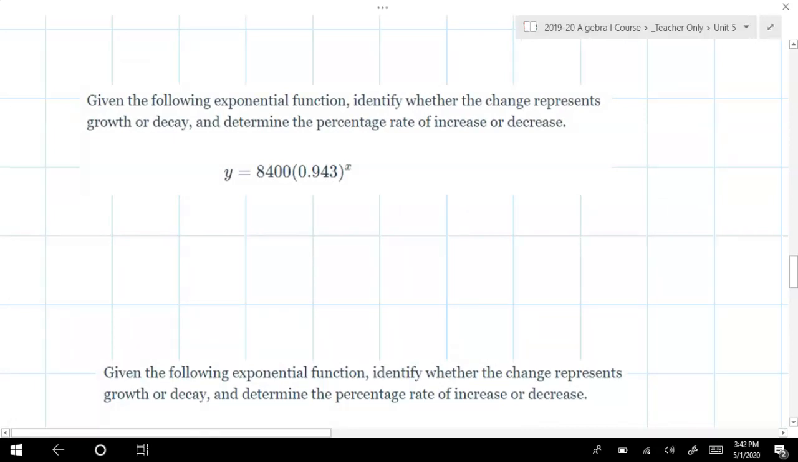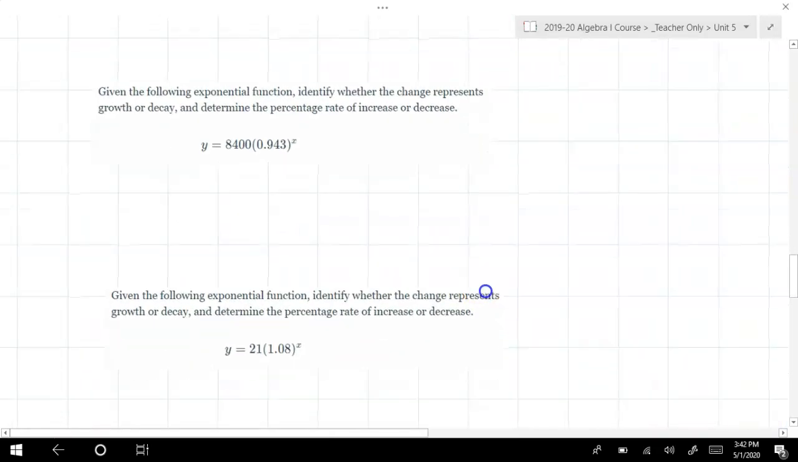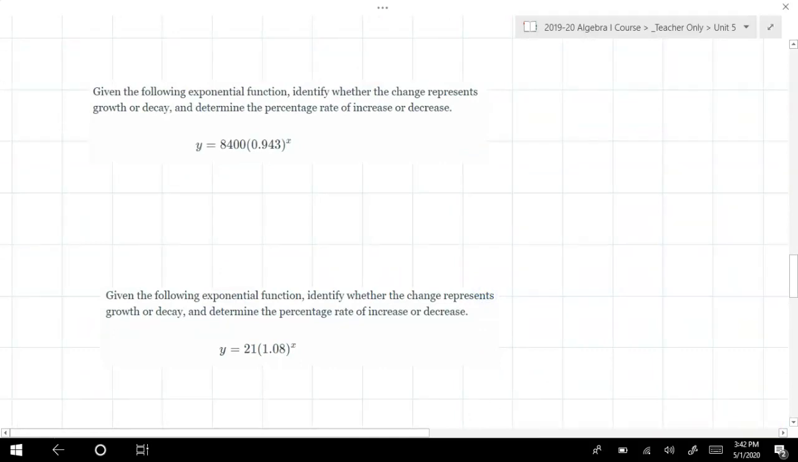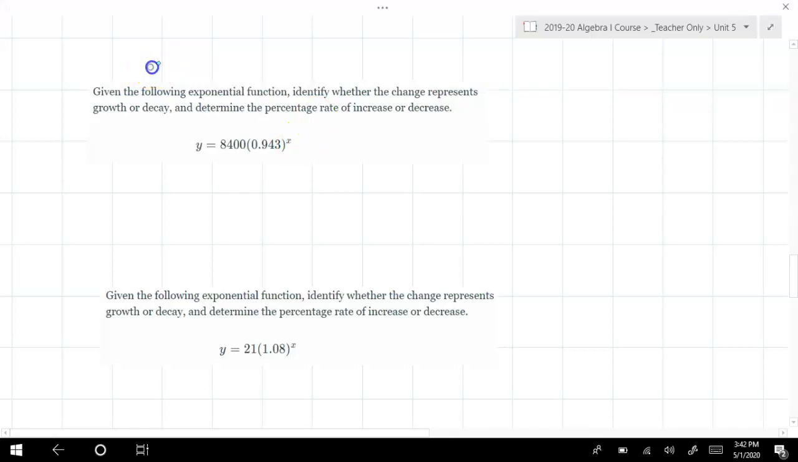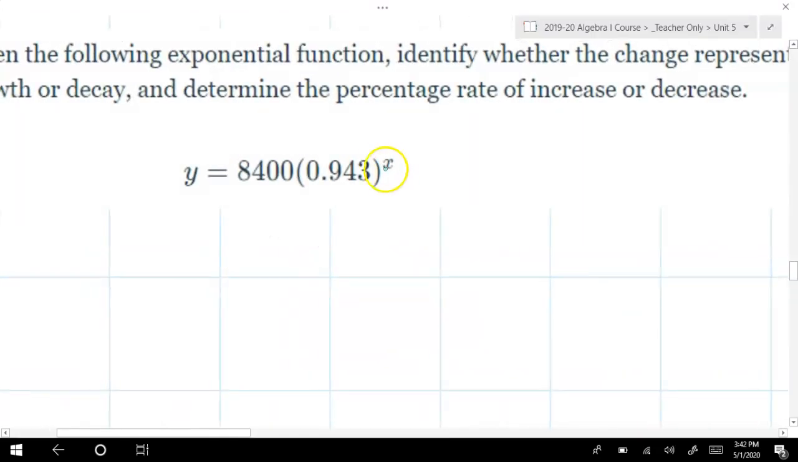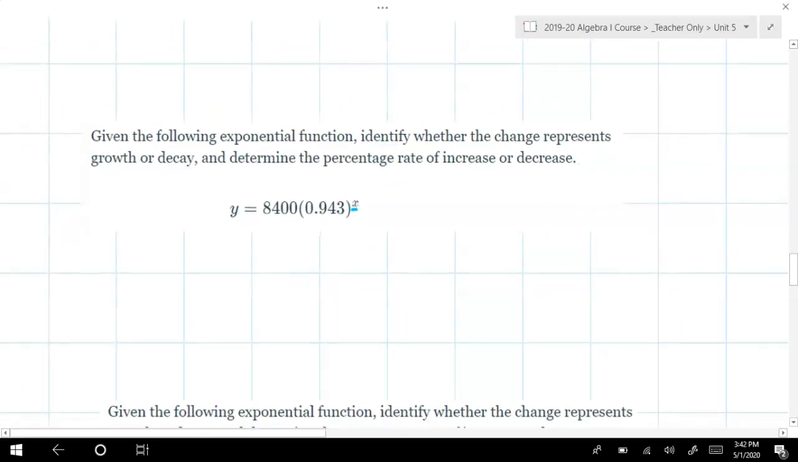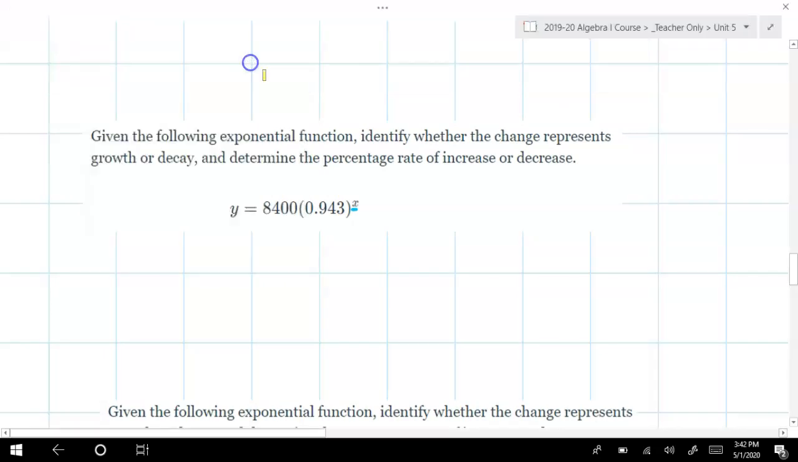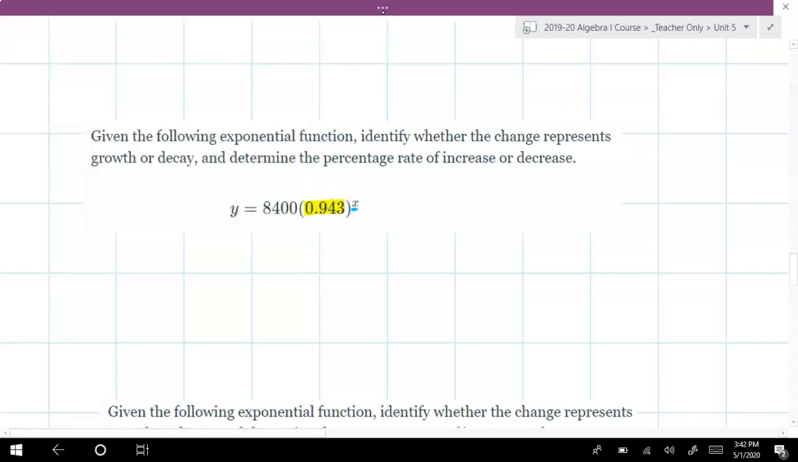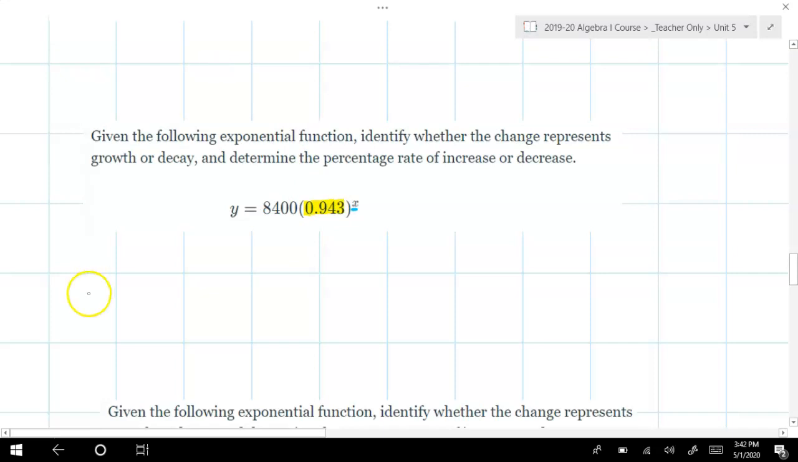Given the following exponential function, identify whether the change represents growth or decay. Okay, well, we know that it's exponential because x is in the exponent. If I want to know whether it represents growth or decay, I have to look at the base of the exponent. So I have to look at this value. 0.943. This is between 0 and 1.